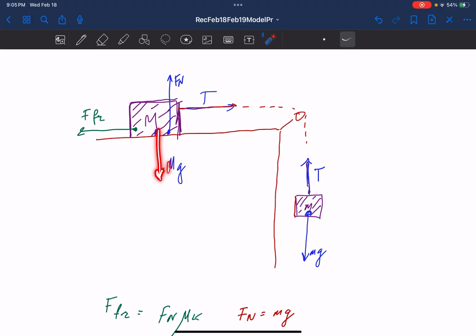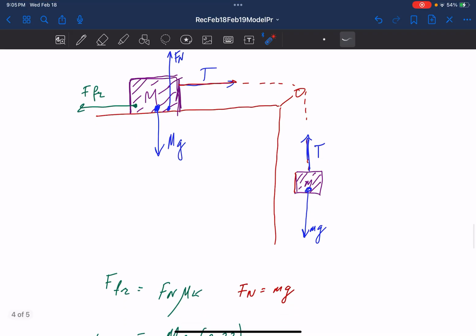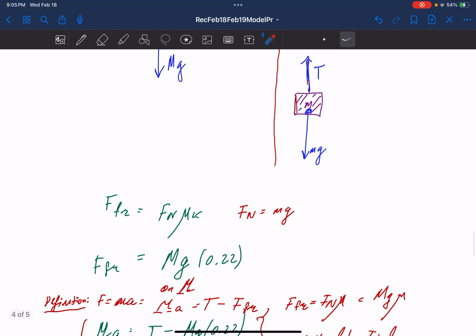Whatever's pushing the object into the ground, the normal force is the ground pushing back on the object. That's how you should think of it. And in our case, that normal force is going to be mass times gravity.